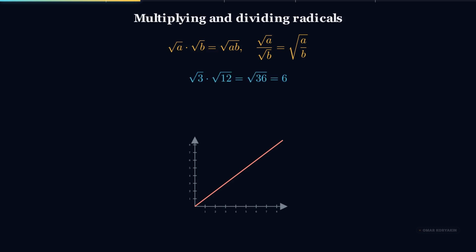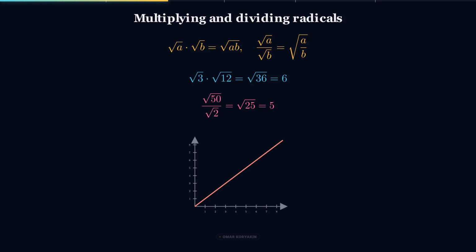Now a quotient, the square root of 50 divided by the square root of 2. Apply the quotient rule, combine into the square root of 50 divided by 2, which is the square root of 25. 25 is a perfect square, so the answer is 5.